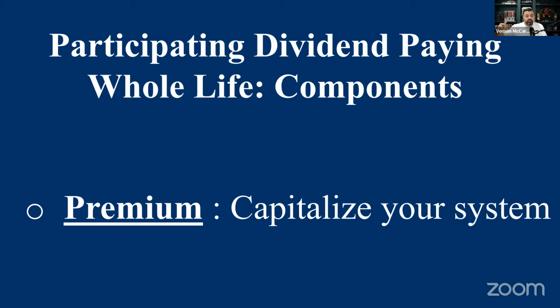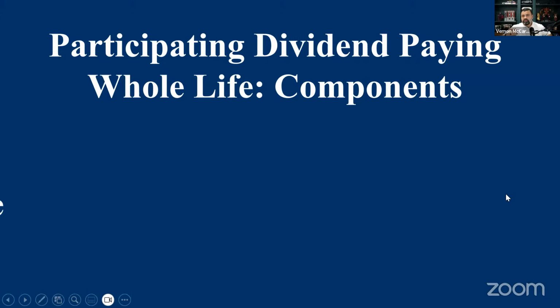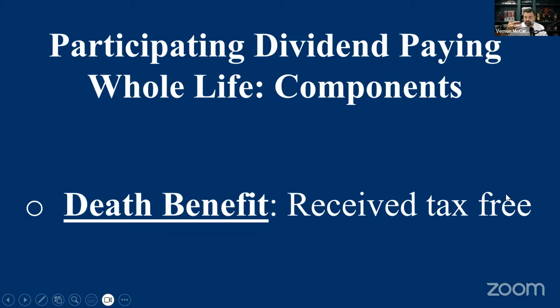The more you put into the system, the more compounding you're going to achieve. The more you put into the system, the more access to capital you're going to have now and long into the future. So there is, obviously, a death benefit, or it is a life insurance policy. So there's a death benefit component.